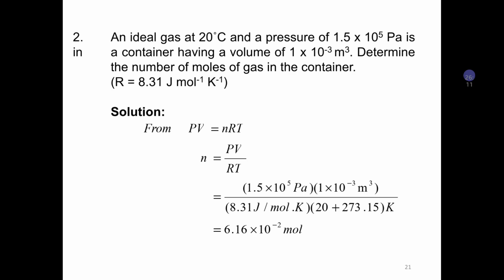Okay, the second one: an ideal gas at 20 degrees T1, with pressure P and volume V. They give T, P and V, and ask for the number of moles, n. They also give R. We know that PV is equal to nRT, so n is equal to PV divided by RT. You get the number of moles is equal to 6.16 times 10 to the power of negative 2.